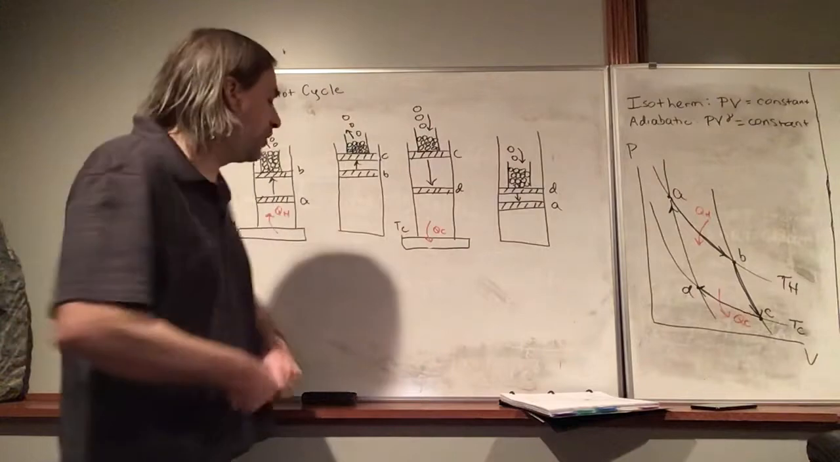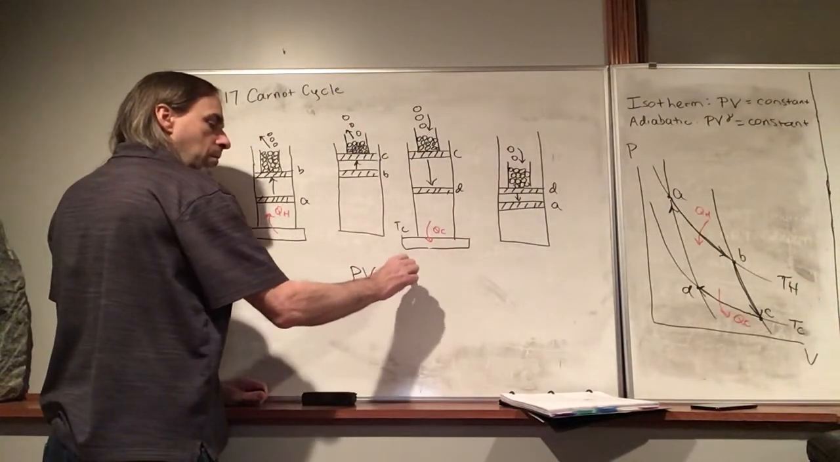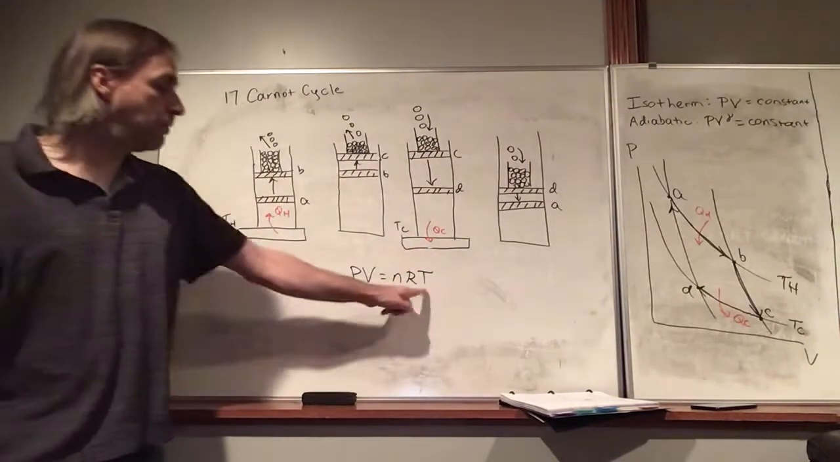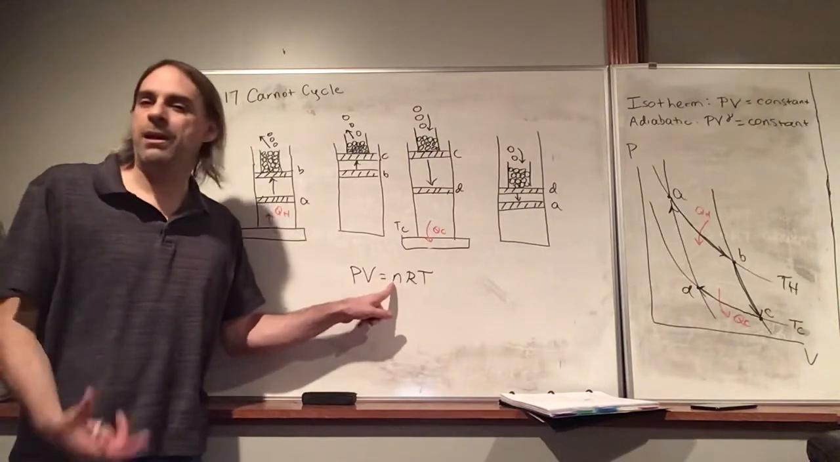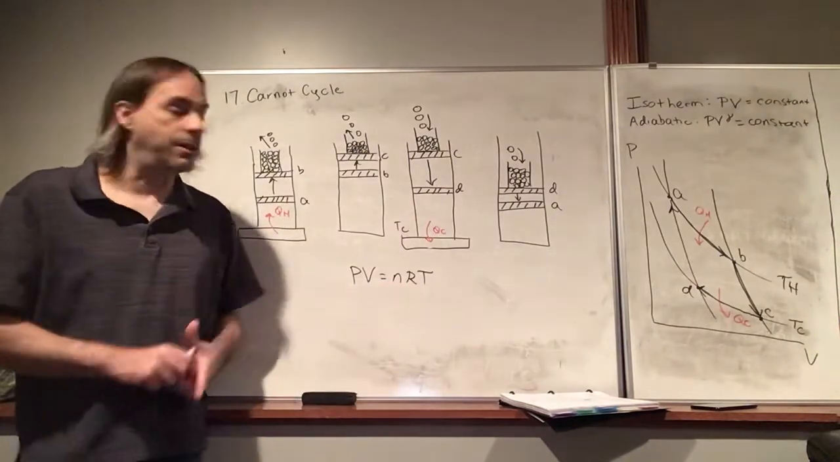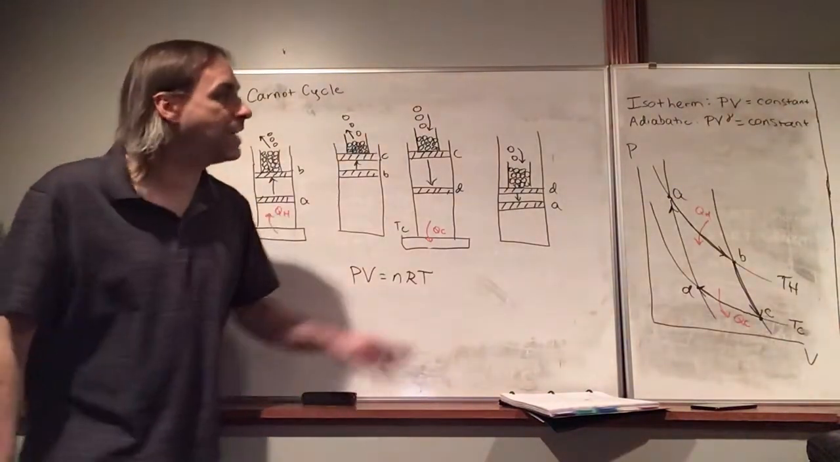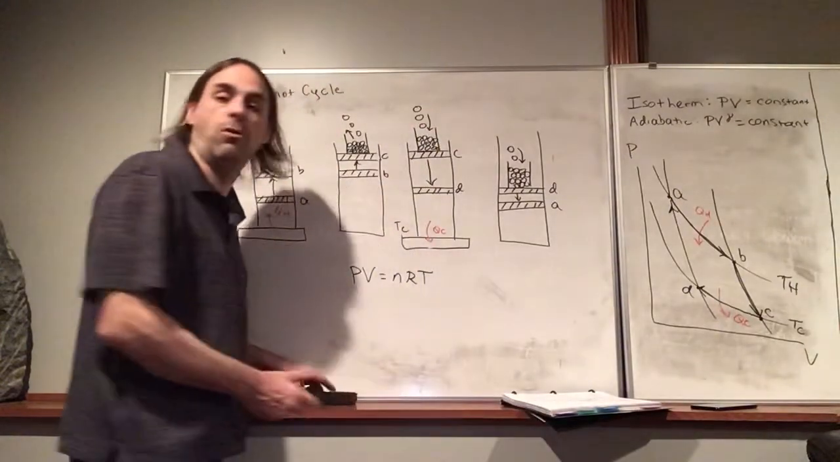And just a quick review from the ideal gas law. For an isotherm, T is constant, R is a constant, and n, the amount of gas, is fixed, it's all in the cylinder. And so the entire right side of this equation is constant. So for an isotherm, pressure times volume equals a constant.